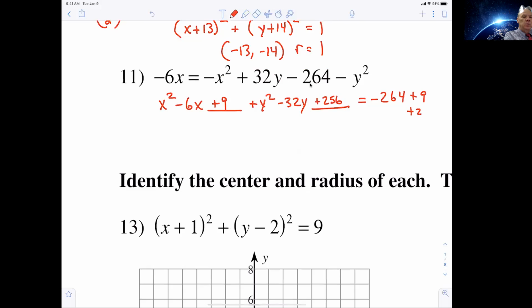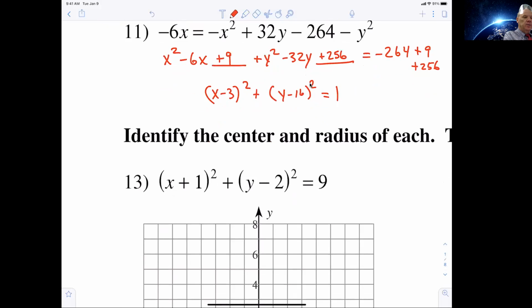Half and square, 256, plus 256. So now, written in standard form, that would be what? Now remember, I always tell kids it always factors to whatever the half was. Thank you very much. x minus 3 squared, perfect, plus y minus 16 squared equals, again, 1. Okay, so now we have what? 3 comma 16 with a radius equal to what? 1. Go.